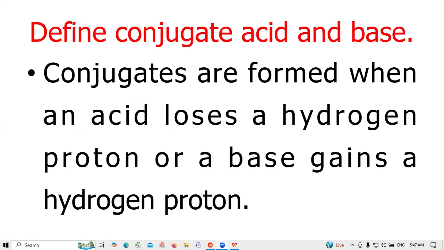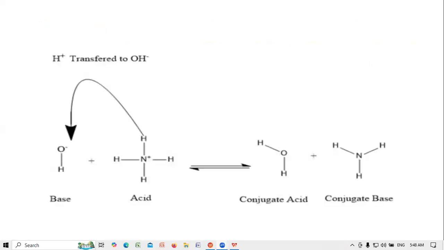Conjugate acid and base: conjugates are formed when an acid loses a hydrogen proton or a base gains a hydrogen proton. See, this is the base. It gains the proton, that is the conjugate acid, and the acid loses the proton, this is the conjugate base.